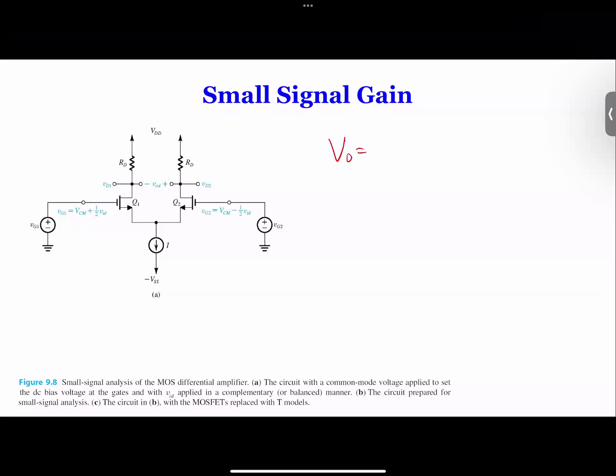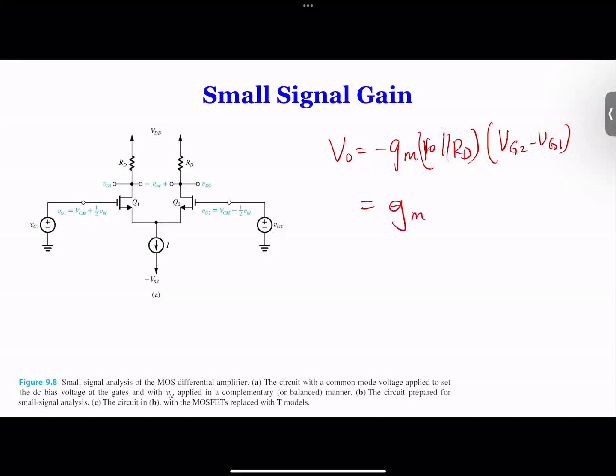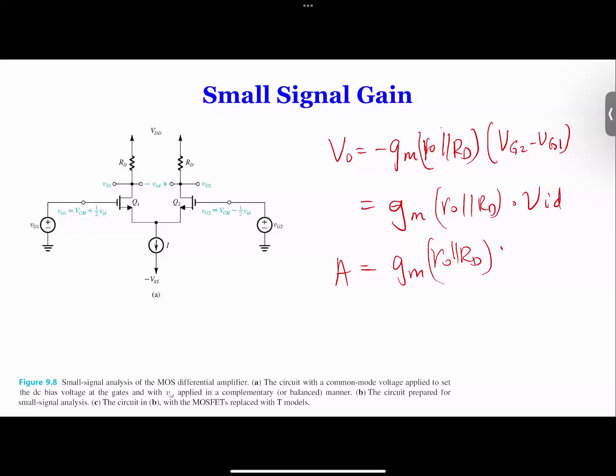You're going to get VO is going to be minus GM times RO in parallel with RD, times VG2 minus VG1. You plug in VG2 and VG1, you will find that this becomes GM, RO, RD, times VID. And your A, again, is going to be GM times RO times RD in parallel. And then, yeah, that's it. So you get the gain basically the same as the previous slide. So if you split the input half and half, you got the same gain for the small signal input. Okay, that's split half to half.